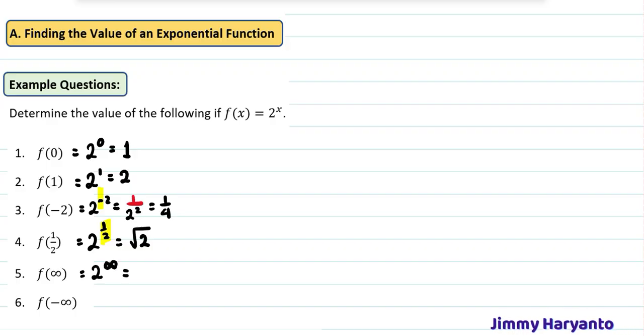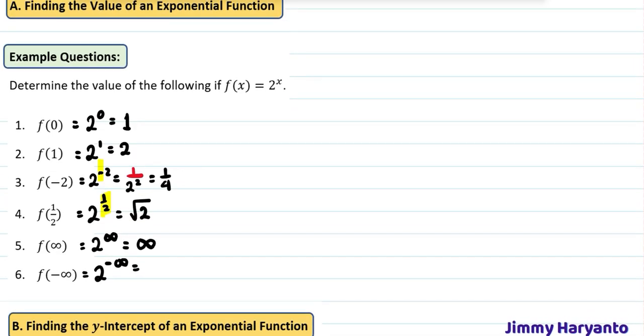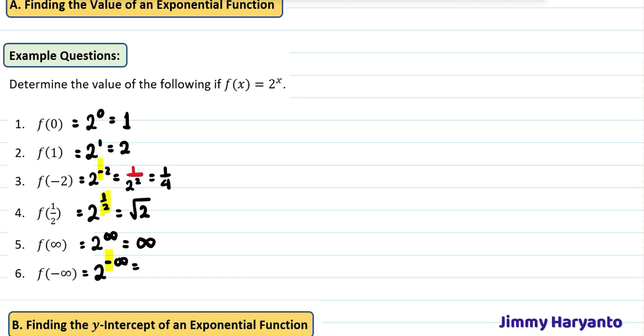Infinity means very large number. So when you have 2 to the power of a very large number, I think the value will be infinity also. But be careful with this one. When you have 2 to the power of negative infinity, we have to use the properties first. Negative means 1 over 2 to the power of infinity. We agree that 2 to the power of infinity will be a very large number.